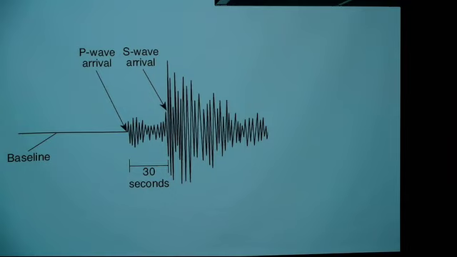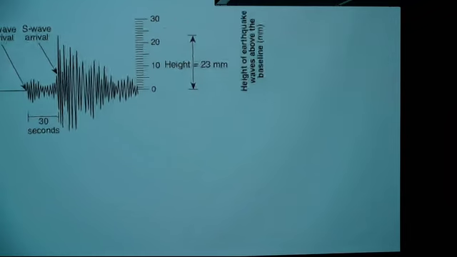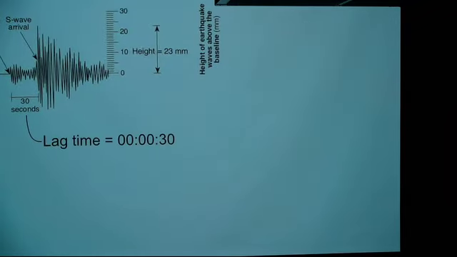Additionally, we will need a scale that tells us how high the highest S waves reached for this particular earthquake. In this example, we'll say that the highest S wave reached a height of 23 millimeters above the baseline. Now, before we can calculate the Richter magnitude, we need to do a little bit of work. And the first thing we want to do is figure out how far away from the earthquake's epicenter our location is. And to do that, we need to look at the lag time, which in this case is 30 seconds.